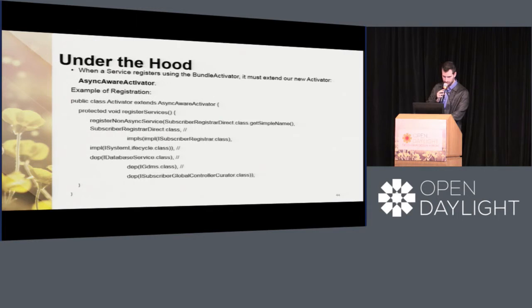So, a bit under the hood, how we implemented this. In the Hydrogen version, you used to activate your bundles using the bundle activator. You would extend some kind of activator, I don't remember the name. If you want your bundle to use our async infrastructure, you have to extend our activator. And normally, just as you did before, you would declare your implementations and your dependencies.